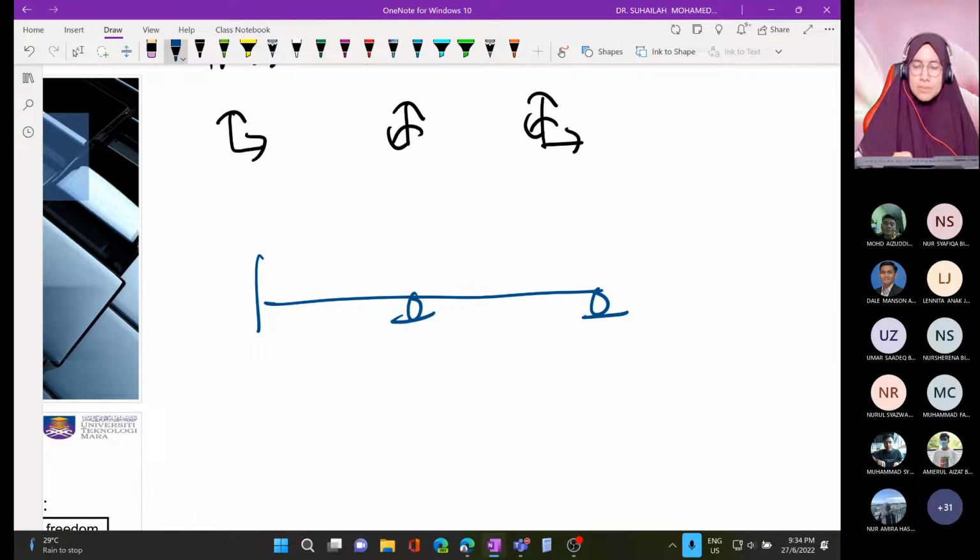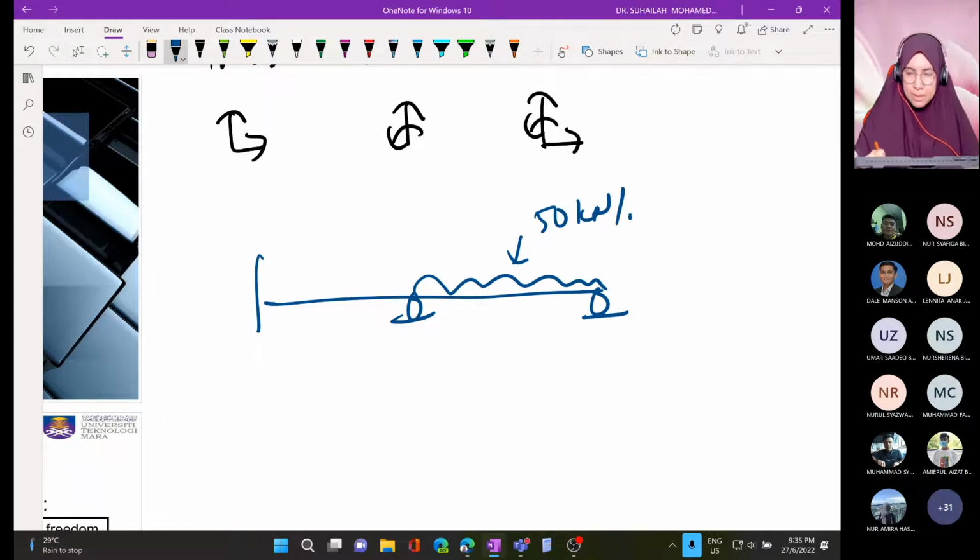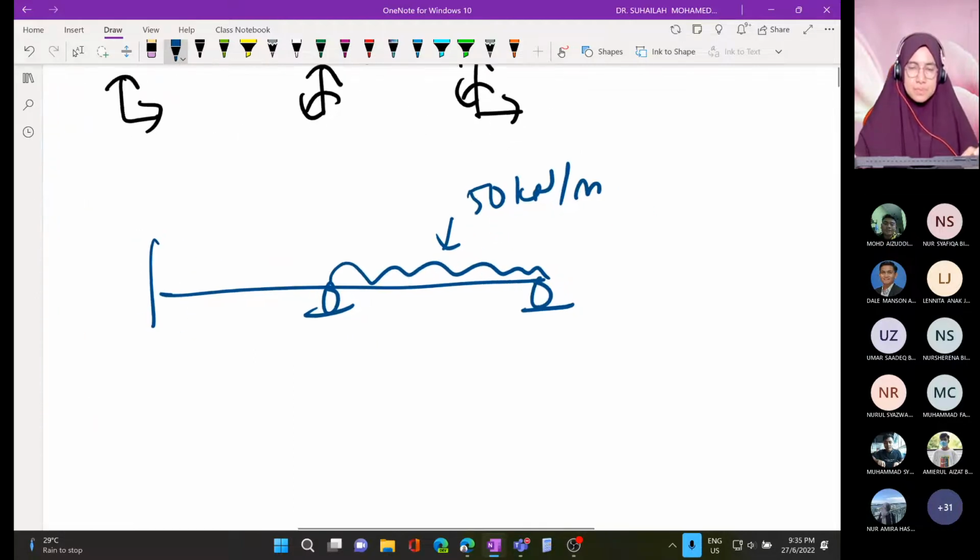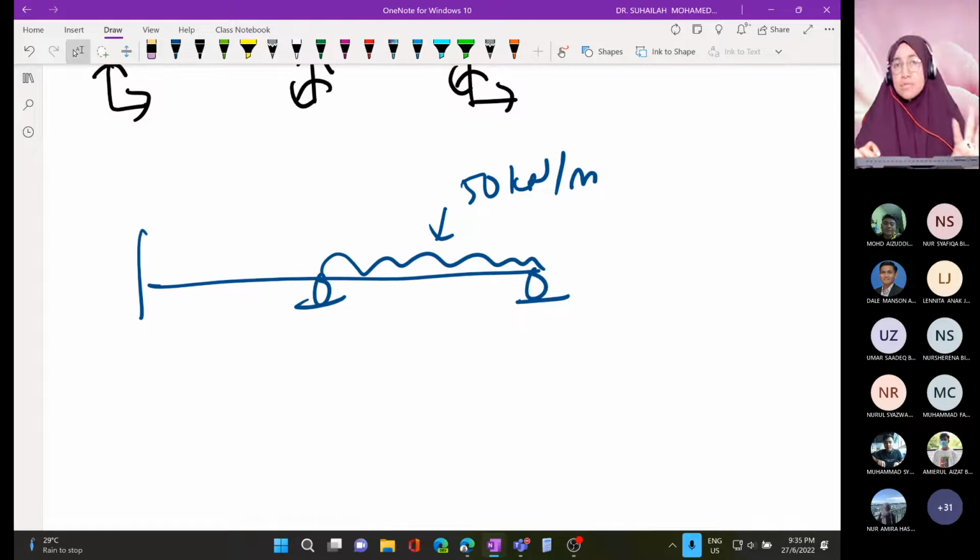For example, UDL. This is UDL. The value is 15 kilonewton per meter. Actually, you have two styles to solve a beam considering UDL.